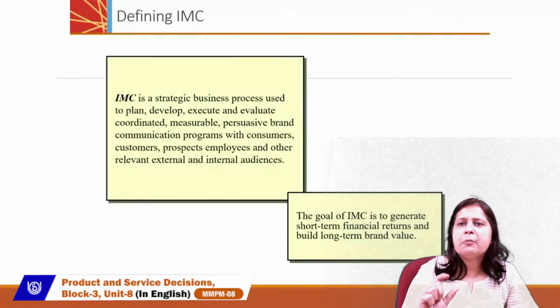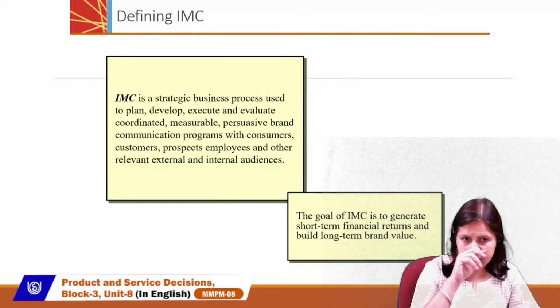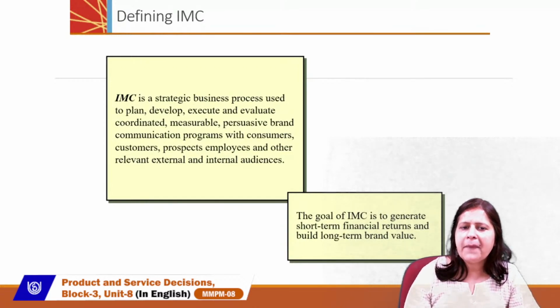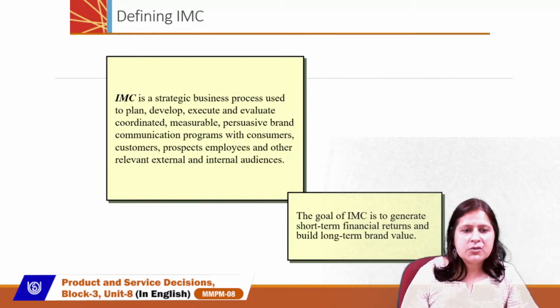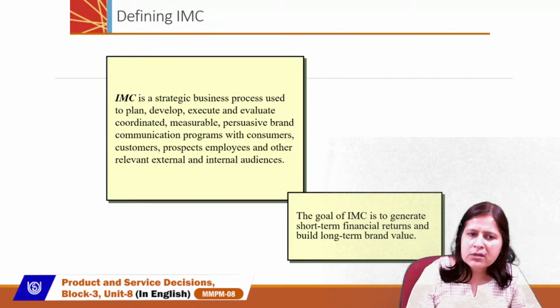So what is integrated marketing communication? You understood what marketing is, what marketing communication is. Integrated marketing communication is a strategic business process used to plan, develop, execute, and evaluate coordinated, measurable, persuasive brand communication programs with consumers or customers, prospects, employees, and other relevant external audiences. The goal of IMC is to generate short-term financial returns and build long-term brand value. So IMC is the strategy. What is this strategy?